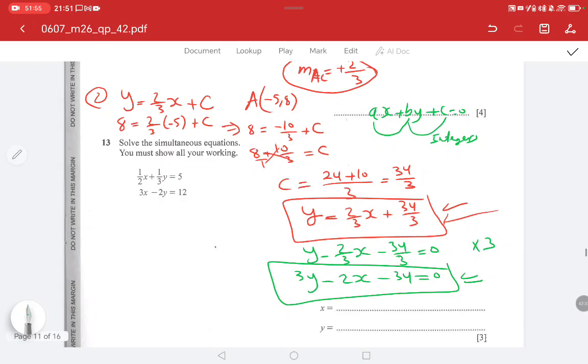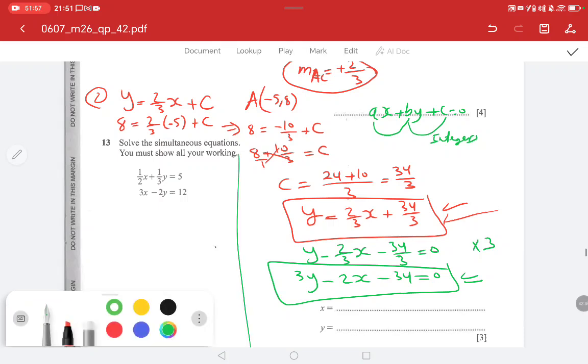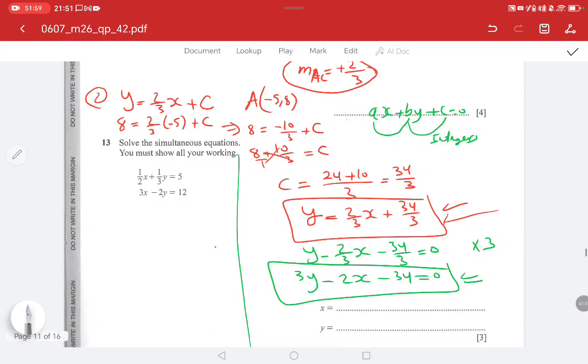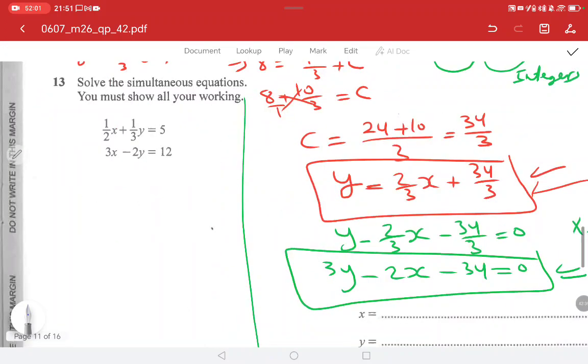Okay, so let's change this one. Okay, now question 13. Question 13, solve the simultaneous equations. You must show all your working. So if you look at this one, you may use elimination. So if you use elimination, you have to make the x coefficient the same or the y coefficient the same.